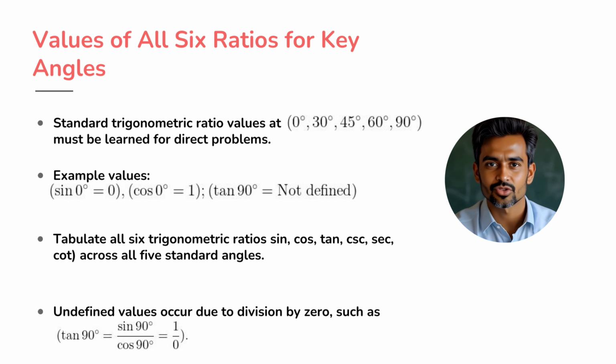It lists the 6 main trigonometric functions: sine, cosine, tangent, cosecant, secant, and cotangent, evaluated at the angles 0 degrees, 30 degrees, 45 degrees, 60 degrees, and 90 degrees. For example, sine of 0 degrees is 0, because at 0 degrees, there is no vertical height on the unit circle. Cosine 0 degrees is 1, as the point lies entirely on the x-axis. Similarly, tangent 90 degrees is not defined. Why? Because tangent is sine divided by cosine, and cosine 90 degrees is 0. So division by 0 is impossible.